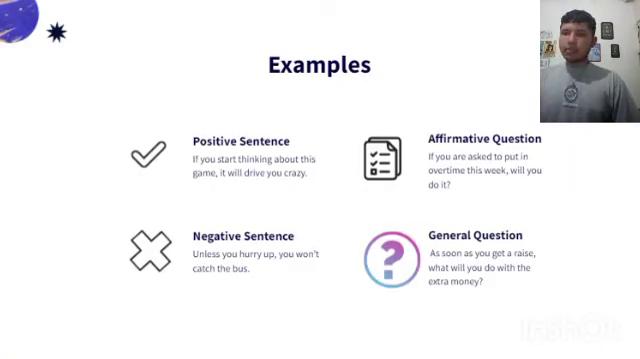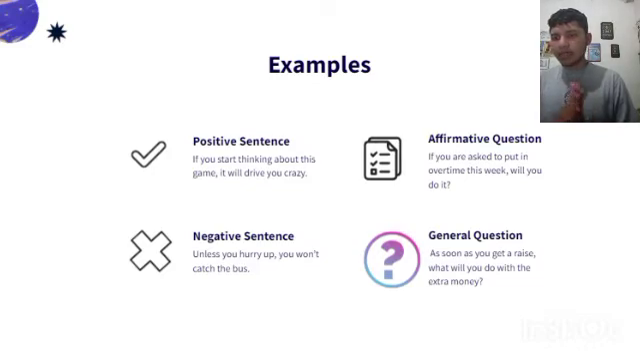In these examples, positive sentence. If you start thinking about this game, it will drive you crazy. This is not 100% sure, but we're assuming that that is really likely to happen. So this is why we use this structure. This is something that is happening now that is likely to change the future.